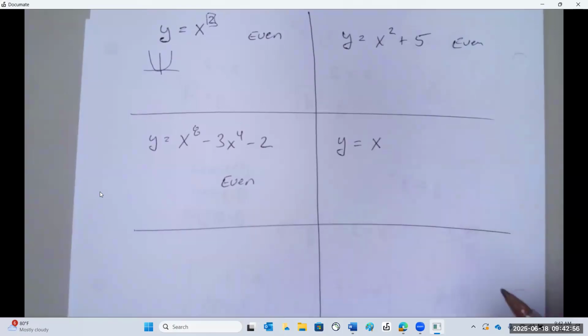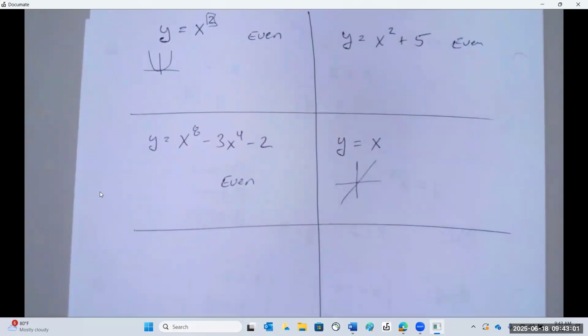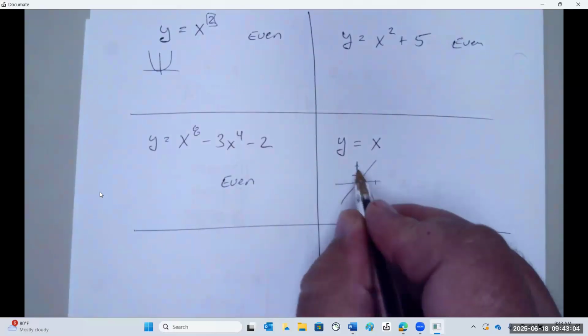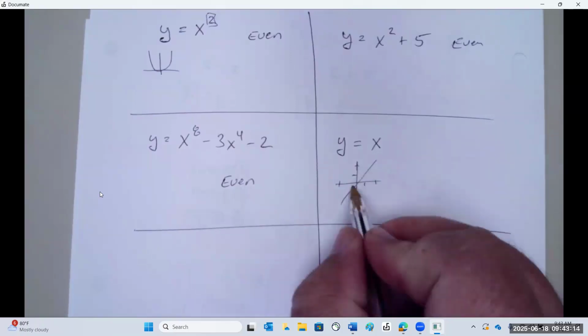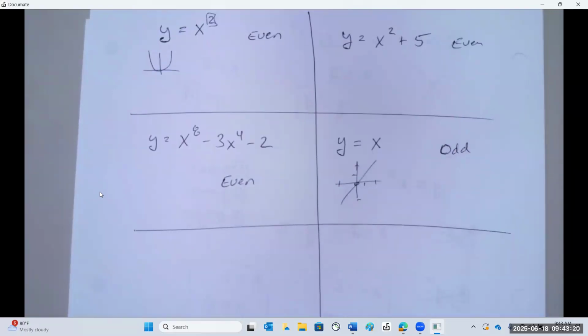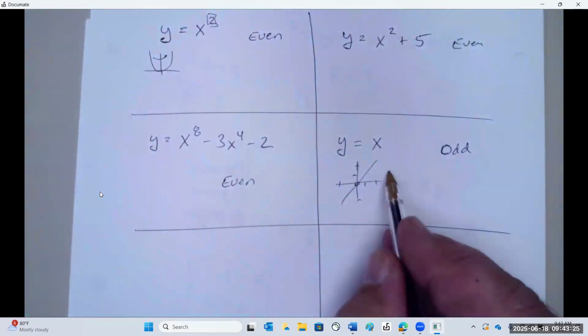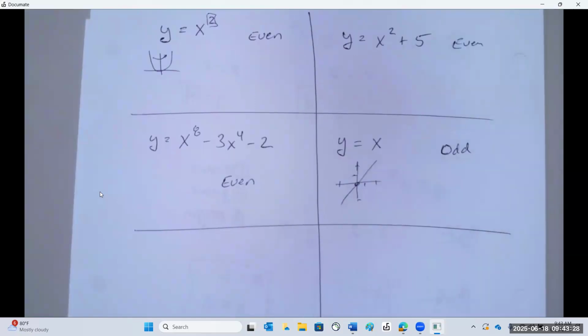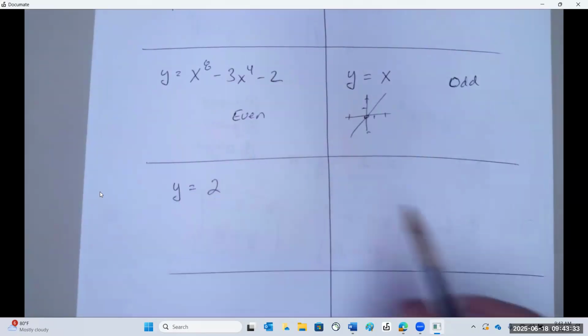What's the graph of this one? Yeah, it's a diagonal line. If x is 1, y is 1. When x is 2, y is 2. When x is -3, y is -3. So is it symmetric? About which axis? About the origin. So that makes it odd. Symmetric, if it's even, it's about the y-axis. If it's odd, it's about the origin. How about that one?